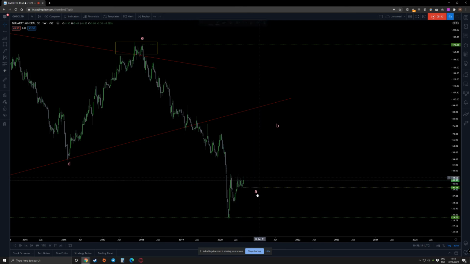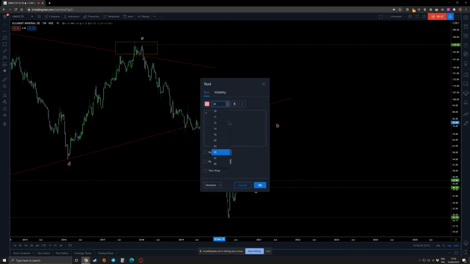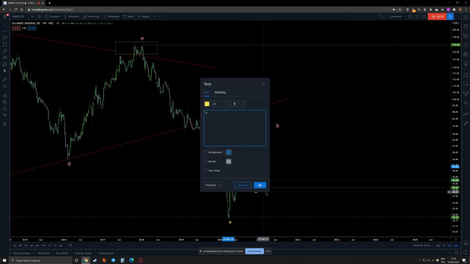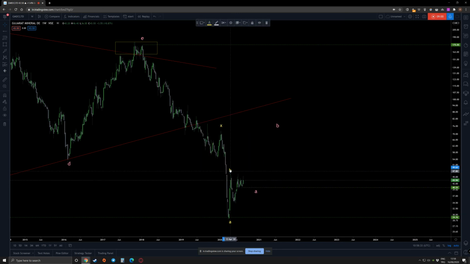Let me actually try to label what I'm trying to say. To me, this looks something like this. So that's the X wave. This is the A wave. This is the B wave, or maybe the B wave on the right side. This is the C wave. This is the D wave, and we have the E wave.